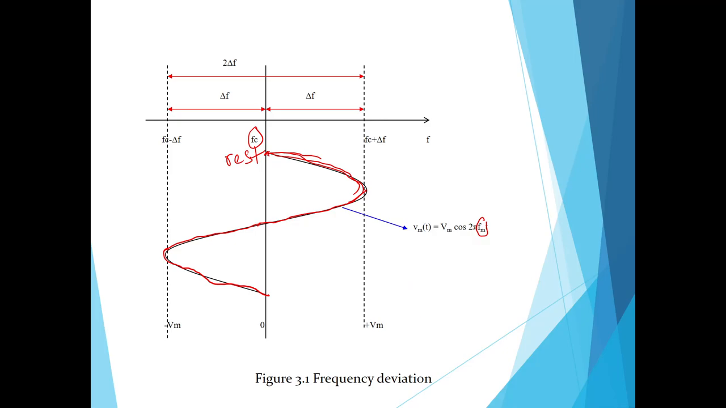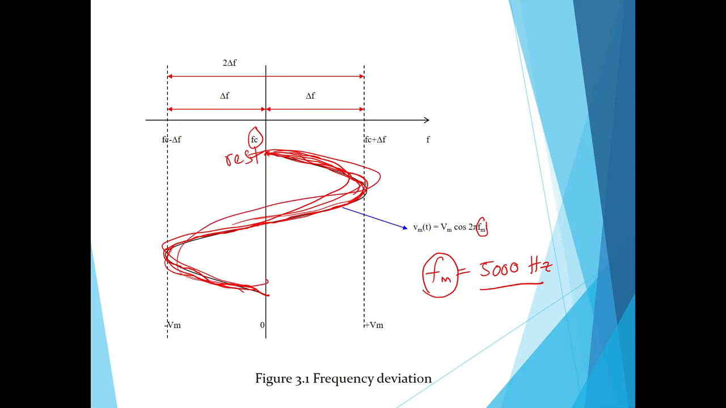So what I mean is that if, for example, FM is equal to 5000 hertz or 5 kilohertz, the frequency of the input message is 5000, which means the carrier will oscillate 5000 times per second. Ini bermakna frequency carrier akan berayun sebanyak 5000 kali sesaat. So the input message signal determines the number of oscillations per second for the carrier frequency. This process happens very quickly, around 5000 times per second, depending on the value of the input message frequency.